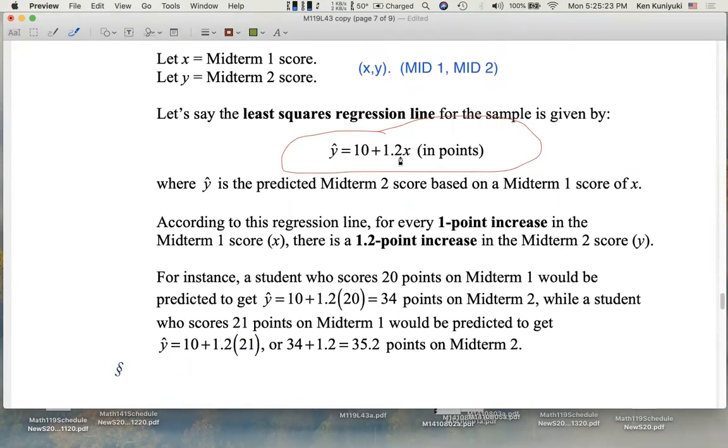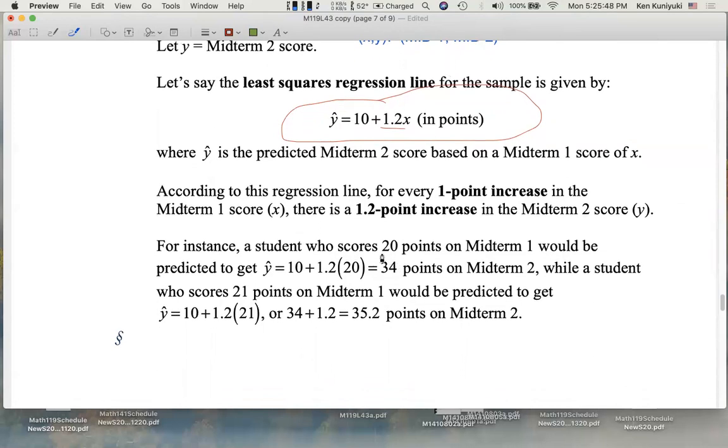So according to this particular regression line, for every 1-point increase in midterm 1, the x score, there is a 1.2-point increase in the midterm 2 score, the y score. So the slope here indicates marginal change, the increase in our estimate for y, our prediction for y, for every 1 unit increase in x.